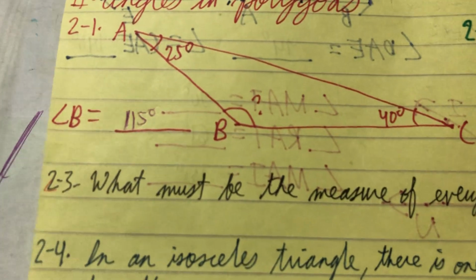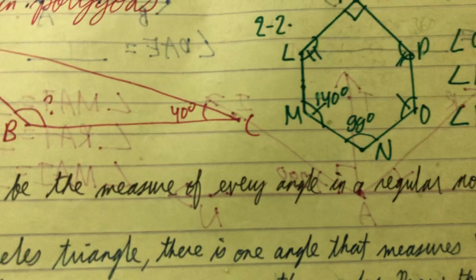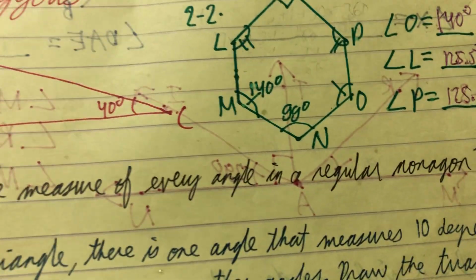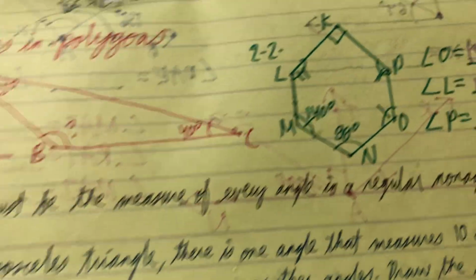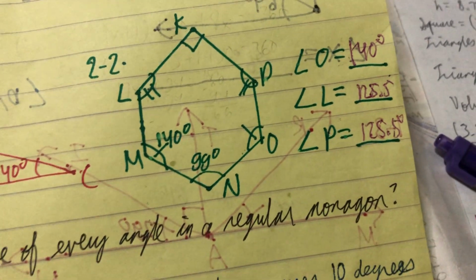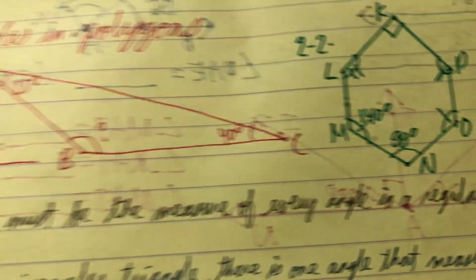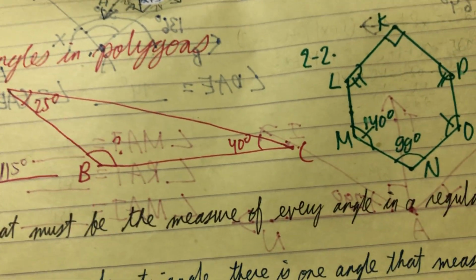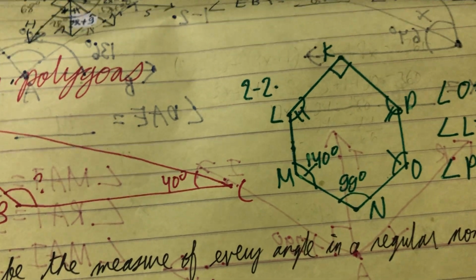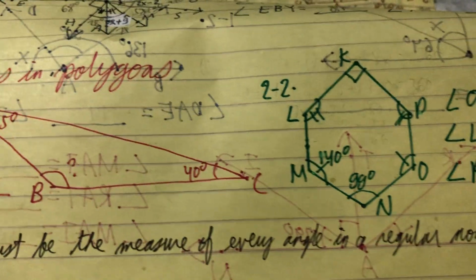In number 2-3, what must be the measure of every angle in a regular nonagon? That's a piece of cake. You know why? Because this time, there's a given regular polygon specified. But it asks you for the measure of every angle in a regular nonagon. You remember, in an equilateral triangle, it's always 60 degrees.